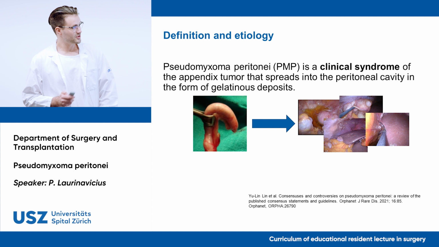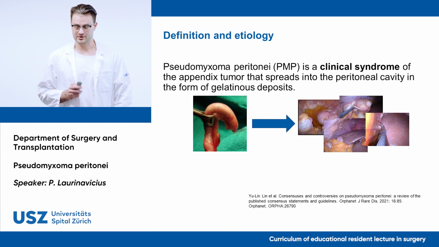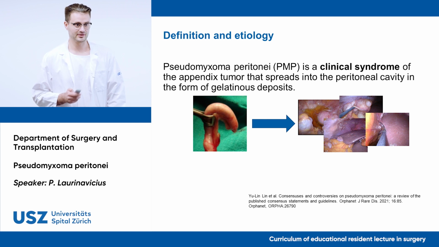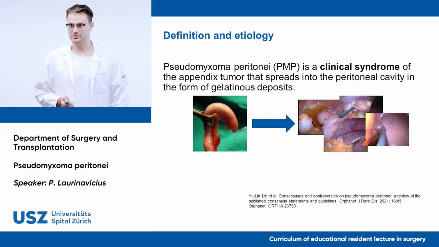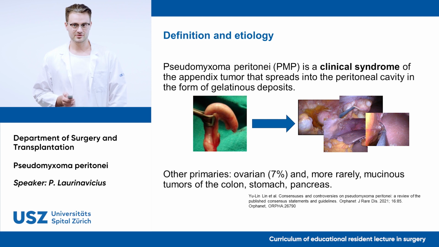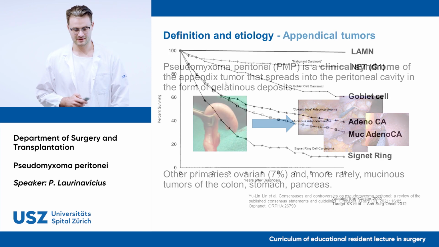So the term Pseudomyxoma peritonei stands for a clinical syndrome of spreading of gelatinous deposits into the peritoneal cavity. These deposits emerge from a primary tumor, which is in most cases localized in the appendix. However, there can be other primaries, other localizations, for example, ovaries, colon, stomach, and the pancreas.